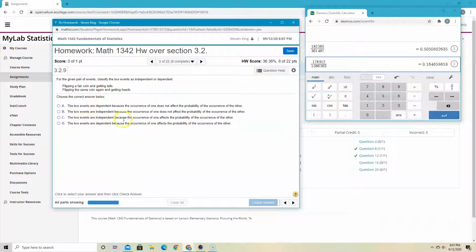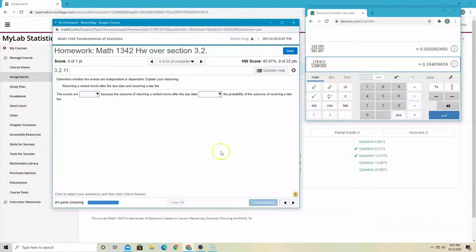And this one says they're independent because the occurrence of one event affects the probability of the other. Well, that's what we're trying to say is not the case. So it's letter D. Okay, good job.